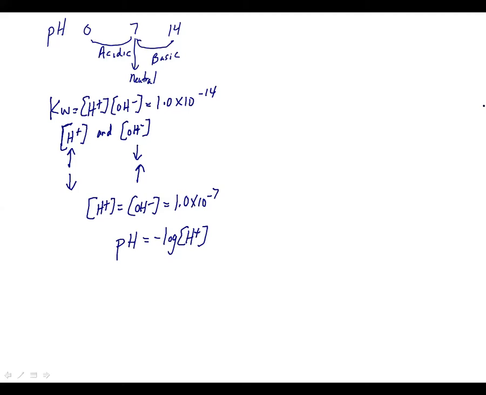A related scale that we also talked about is pOH. So pOH is equal to minus the log of the OH minus concentration. And a nice relationship between these two is that the pH plus the pOH will equal 14.